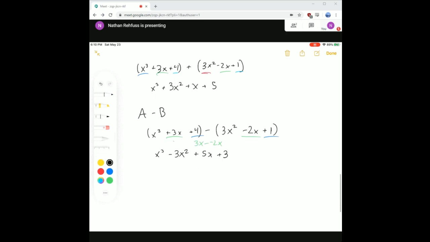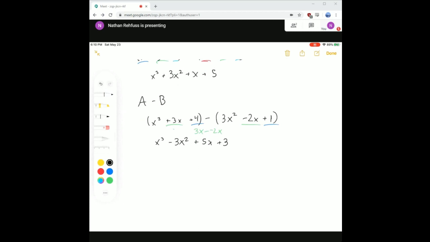Or you could go right away, distribute the minus sign, and say it's like I'm adding a negative 3x squared, a positive 2x, and a negative 1. And now it's just like I'm adding polynomials. The x cubed doesn't have any friends, the negative 3x squared doesn't, 3x plus 2x is 5x, and 4 minus 1 is 3. Same answer, different method. Use whichever one you feel more comfortable with. That's how you add and subtract polynomials.